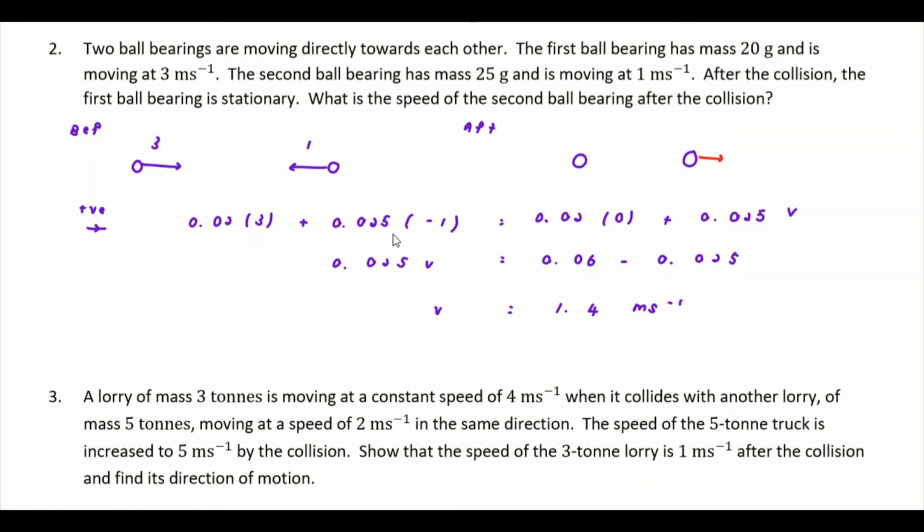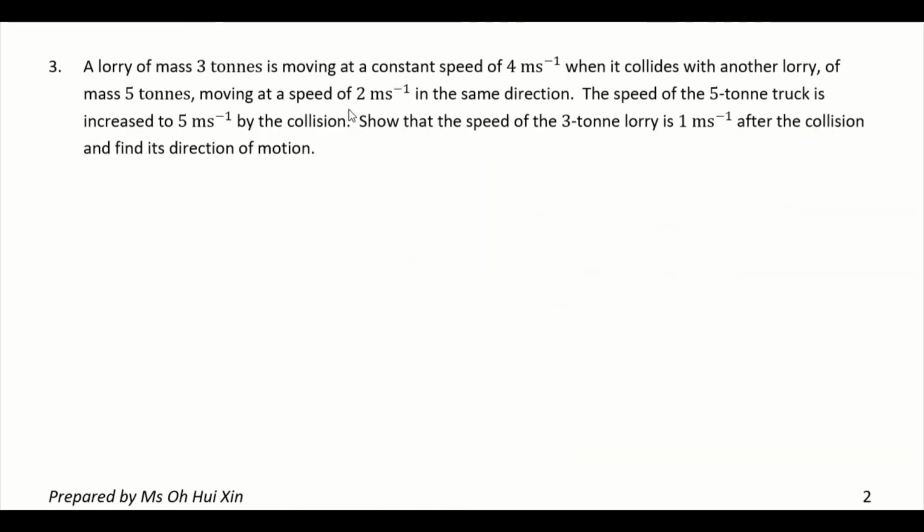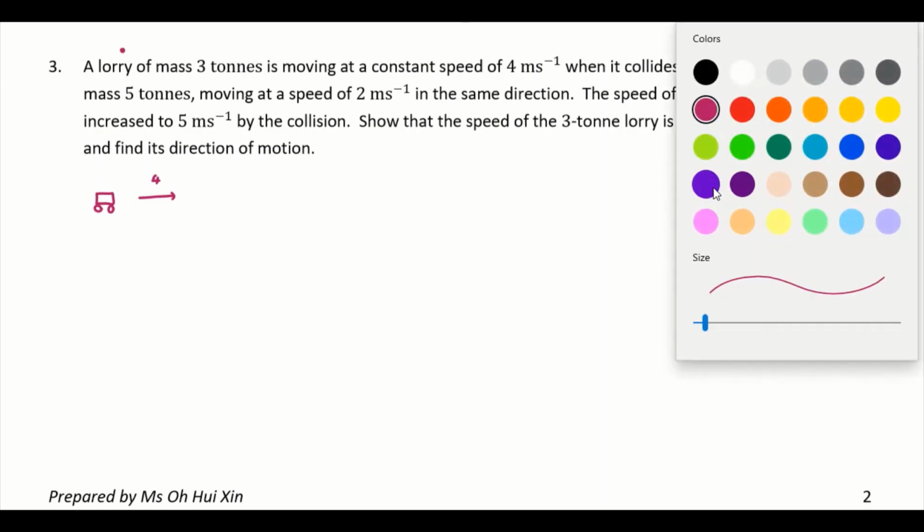Okay, so number 3 now. A lorry of mass 3 tons is moving at a constant velocity of 4 meter per second. Let me use the purple color to indicate this lorry. So that's this lorry with 3 tons moving at a constant speed of 4 meter per second. It collides with another lorry of mass 5 tons moving at a speed of 2 meter per second in the same direction, which means that's another lorry.